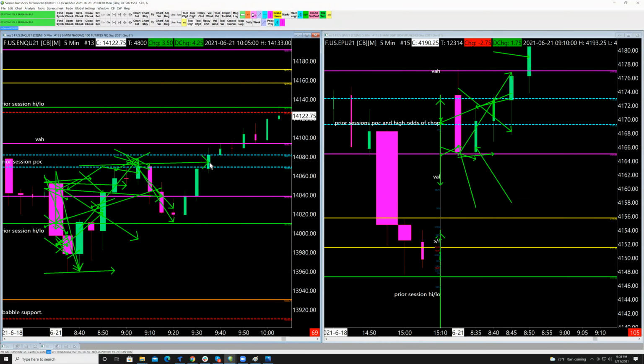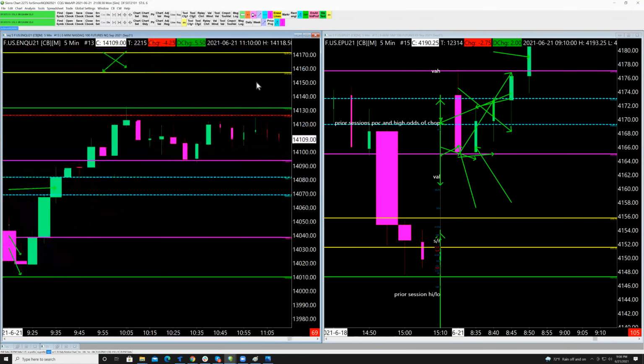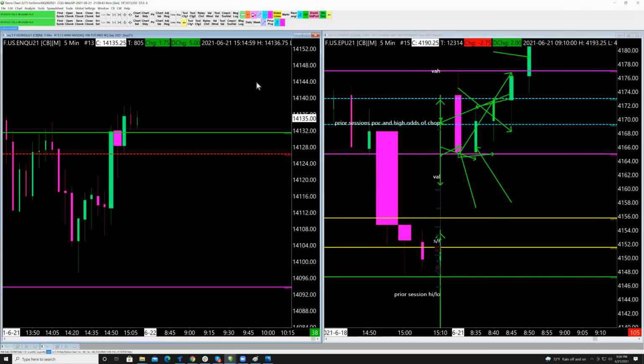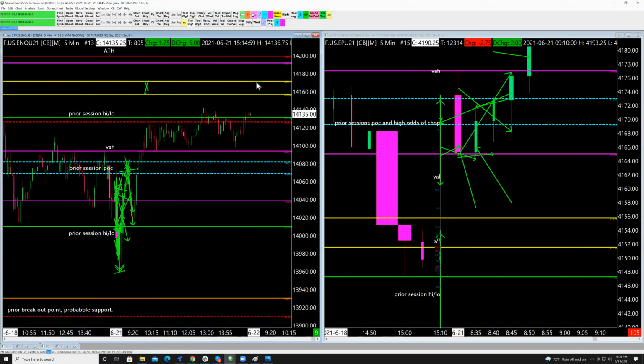It's just the chop zone for me. And my next location would have been this 14,160. That's my next, from a day time frame, that's my next location. And you can see we just simply never got up to that location. Not only that, but look how strong. You actually got a nice rotation down in NQ in the afternoon.